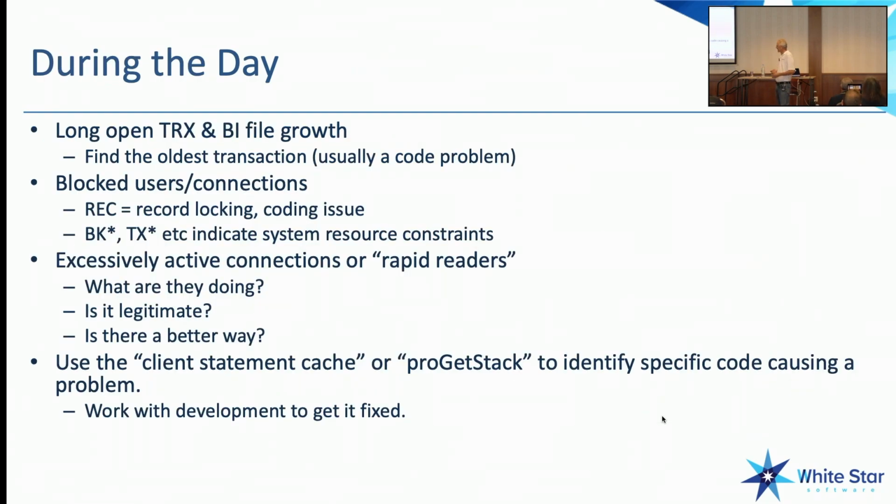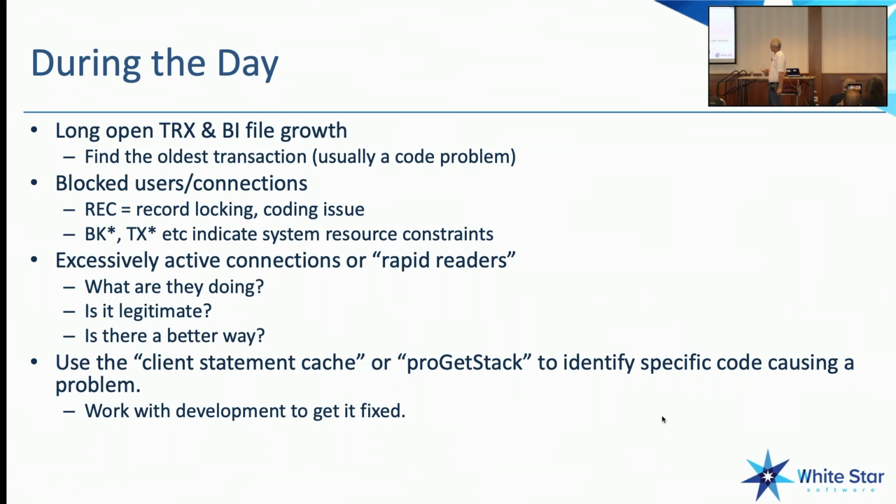During the day, you want to keep an eye on what you have for long open transactions, and whether the BI file is growing. Because if your BI file grows and fills up the file system, the database crashes. Users are going to call, and they won't be happy. You want to look for blocked users and connections. So you're looking for anybody who's blocked on a record lock for any significant period of time. That means that somebody has record 123 locked, and it tells you who the user is who has it locked, but you can't usually get them when you call them because they're not answering their phones. Nobody has a desk phone anymore anyway.